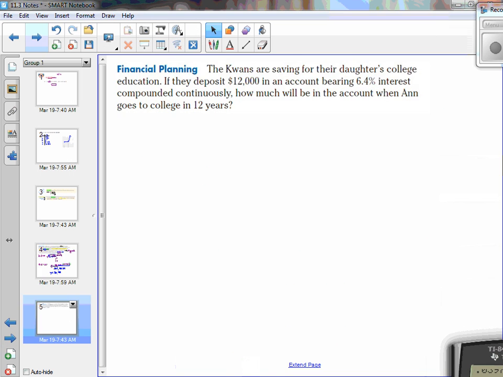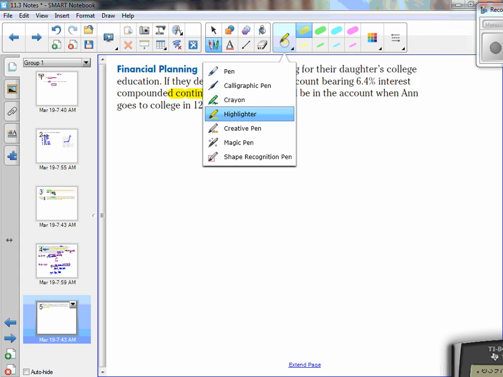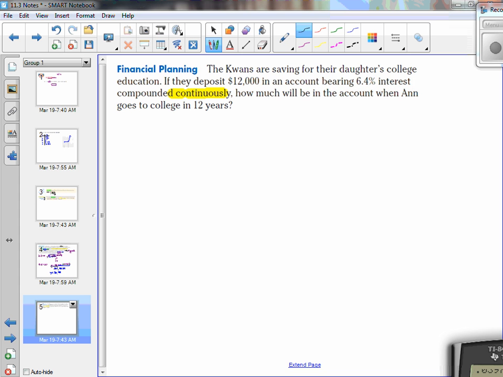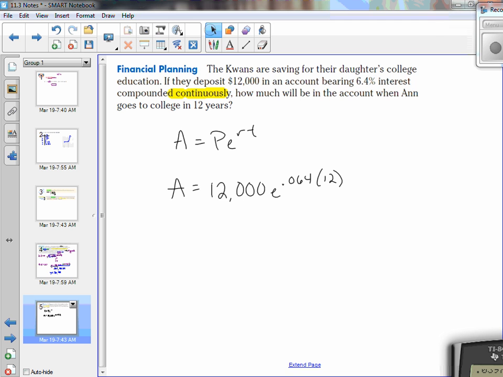One more then. Parents are saving for their daughter's college education. If they deposit $12,000 in an account bearing 6.4% interest compounded continuously, how much will be in the account when Ann goes to college in 12 years? Well, as it says compounded continuously, we have A equals P times e to the rt power. We want to know how much Ann is going to have if $12,000 is put into the account with 6.4% interest for 12 years. Not too bad.